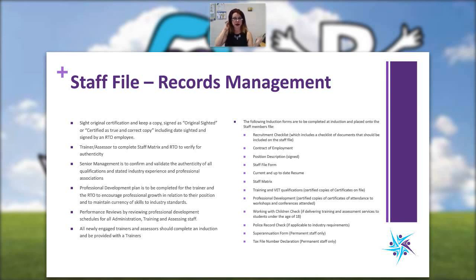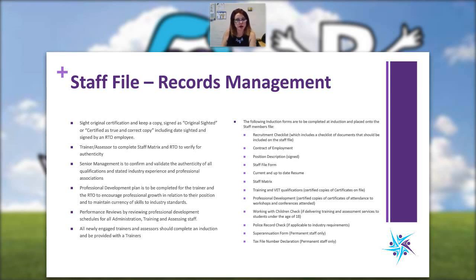So we have a professional development plan. I'm going to have a look at that today as well. And we also have a schedule that you should be completing. And all newly engaged trainers and assessors should complete an induction. There is a PowerPoint that we have on Unicorn that you should be using for inducting your trainers and assessors. That includes key information about your RTO. You should be customizing that to your RTO, adding information. You've got your core information that relates to the trainer and assessor policy and procedure manual, but you should also have some key information about your organisation.